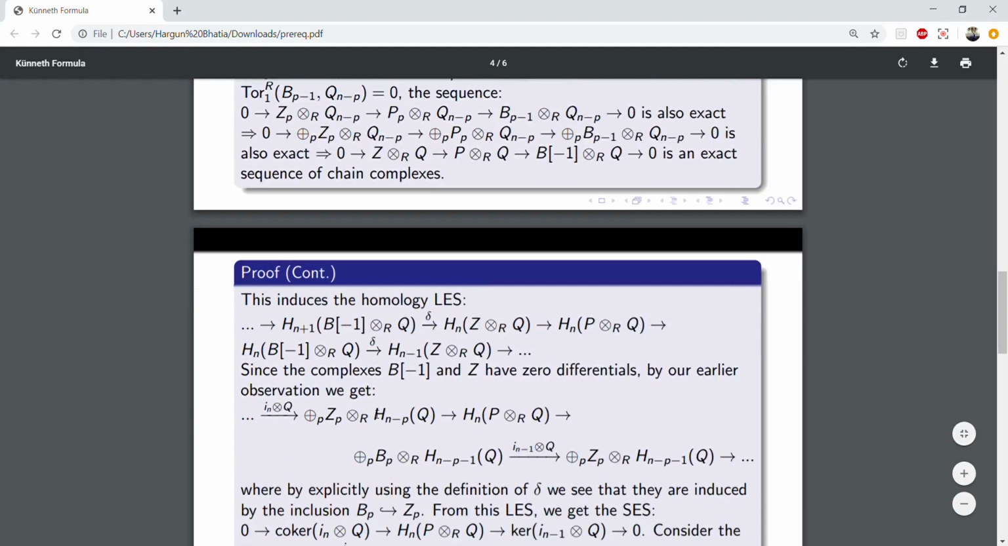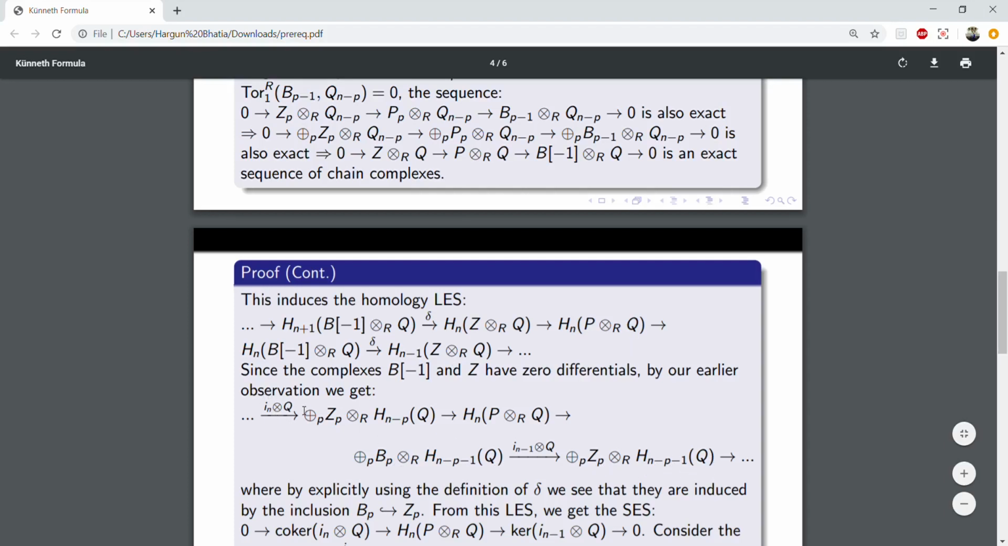I rewrite this as the direct sum over p of Z_p ⊗ H_{n-p}(Q). This remains the same here. This again I rewrite as the direct sum over p of B_p ⊗_R H_{n-p-1}(Q). And again this I rewrite as the direct sum over p of Z_p ⊗ H_{n-p-1}(Q), using that above observation.